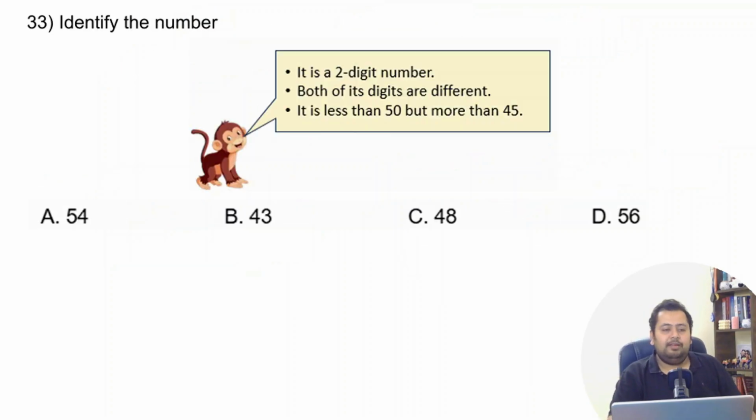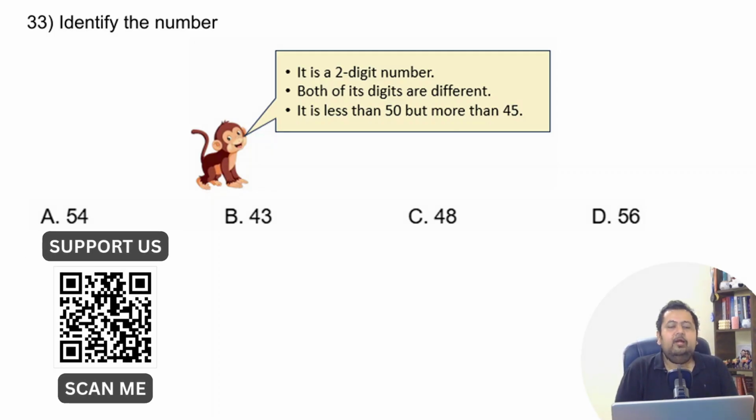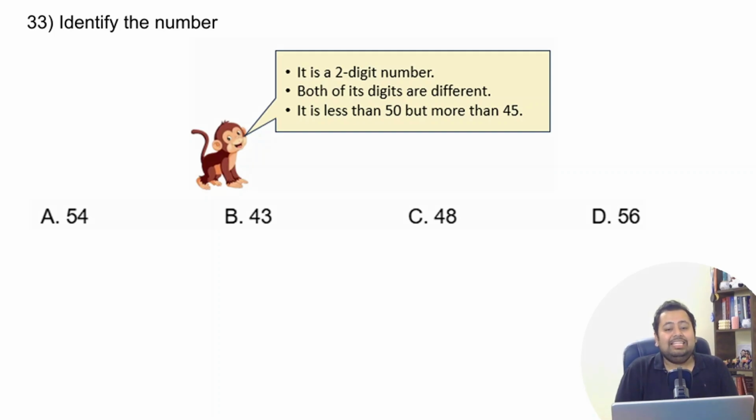Now let's move to question number 33. Okay, so question number 33, you see a monkey. The monkey says it has a number, and the number is a two-digit number, right? Both of its digits are different, so it cannot be the same digit twice, and it is less than 50 but more than 45, right? So you have to look at the options and find out which option satisfies all these criteria, right?